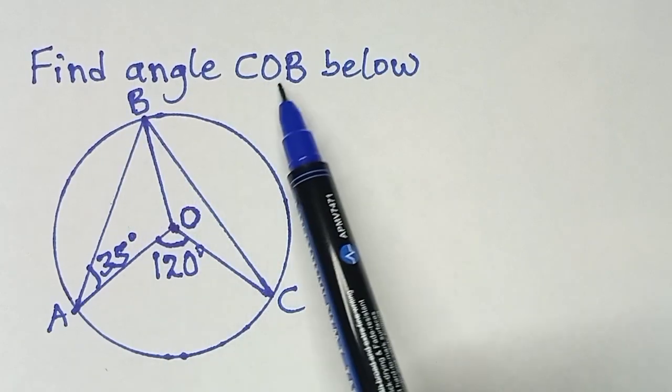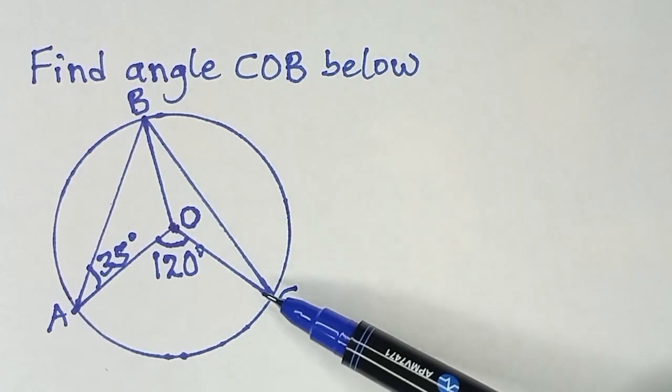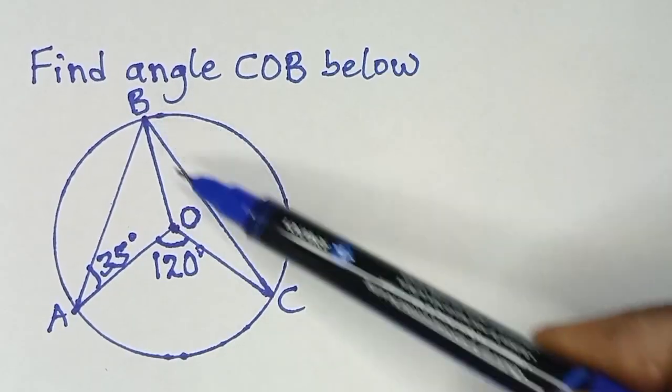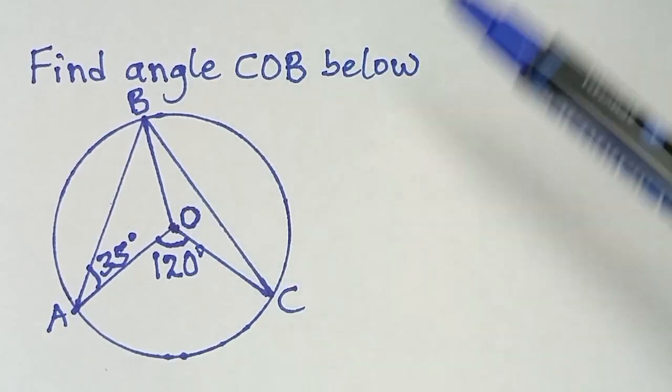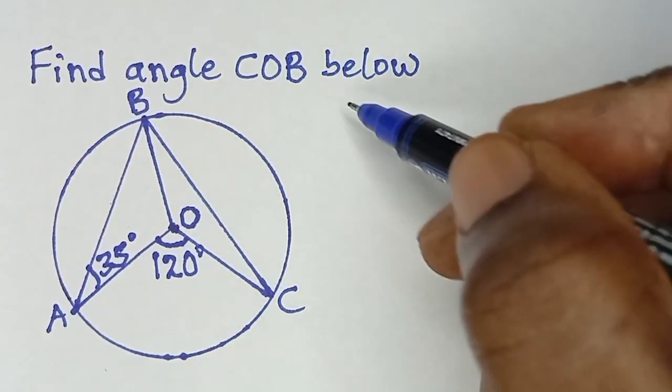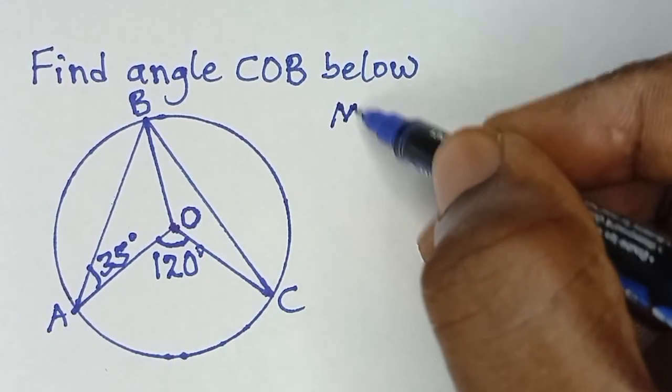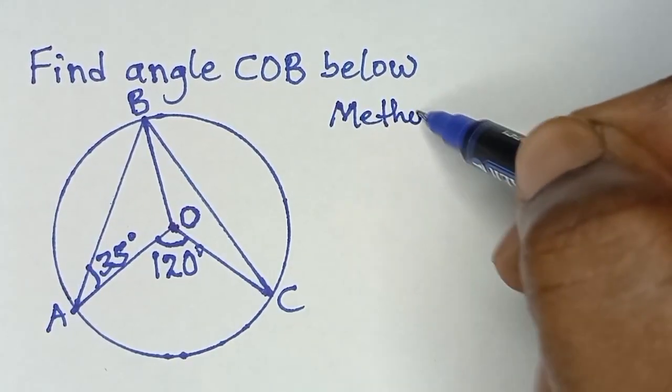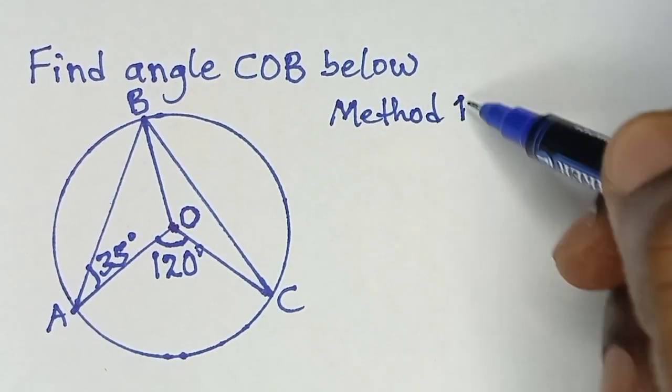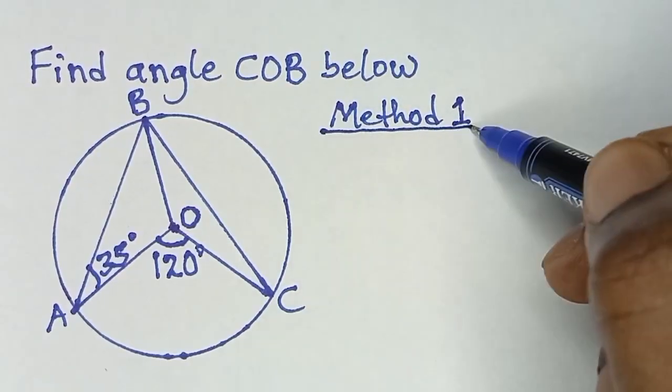Find angle COB below. That is this angle, COB. That is this angle here. Now, there are two methods I would like to walk you through in solving this problem. Two methods. So let me call this method 1.